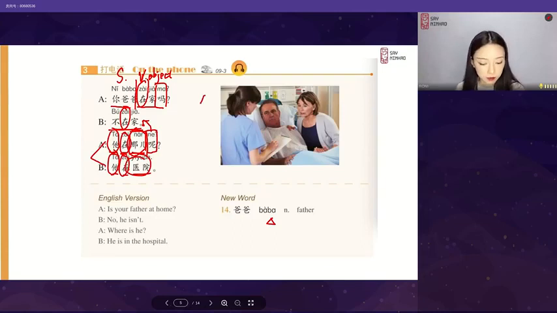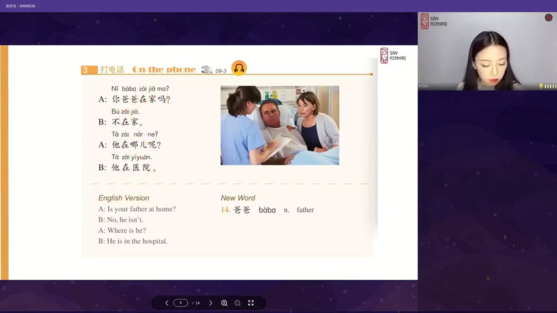Okay, now let's try to read it from the start. Okay, read after me. 你爸爸在家吗?不在家。他在哪儿呢?他在医院。Okay, let's play in a row. I will be A and you will be B. 你爸爸在家吗?